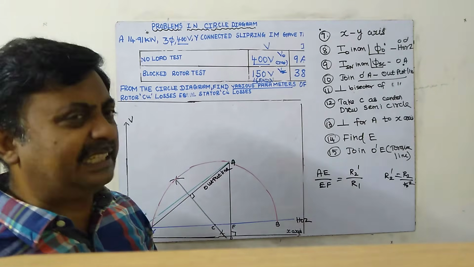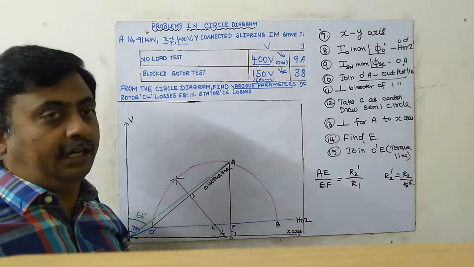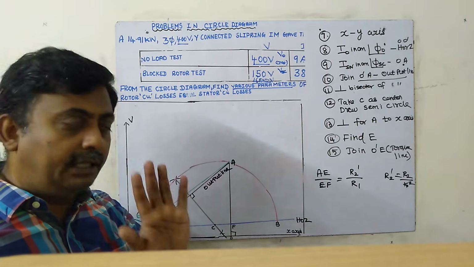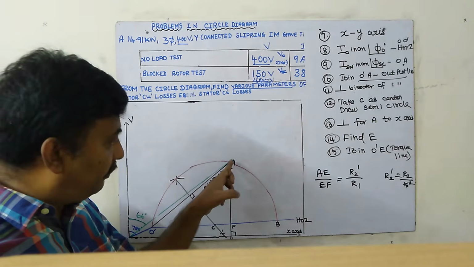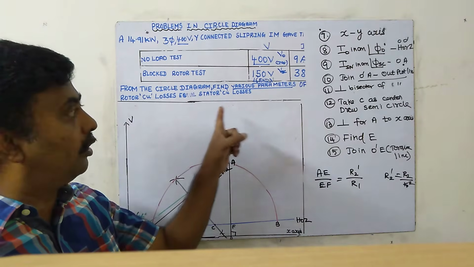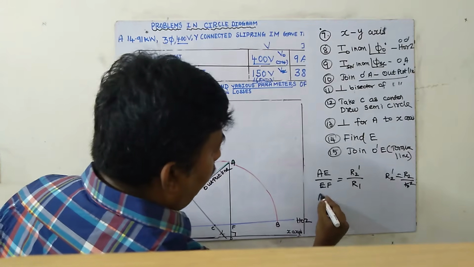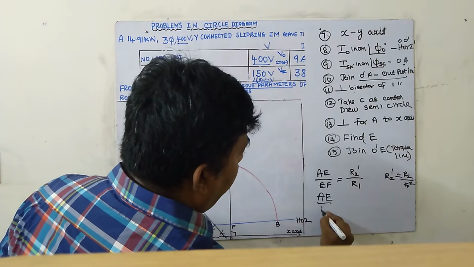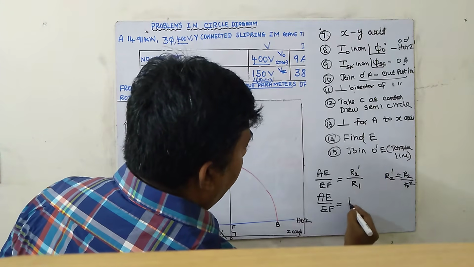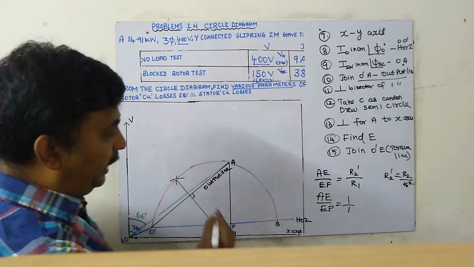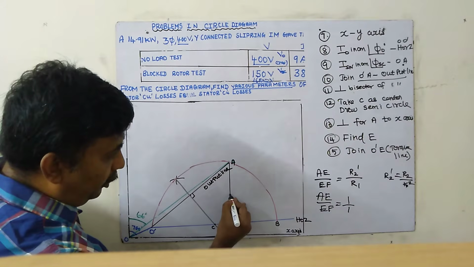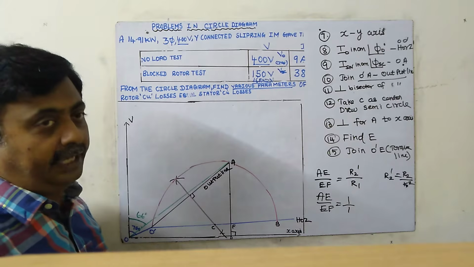What is meant by standstill? Standstill means blocked rotor condition, where the machine is at standstill. At that time only we are finding WSN. So here rotor copper losses equal stator copper losses. The meaning is that AE by EF equals 1 by 1. Both are the same, so E will be exactly the midpoint, exactly the point AE by EF.